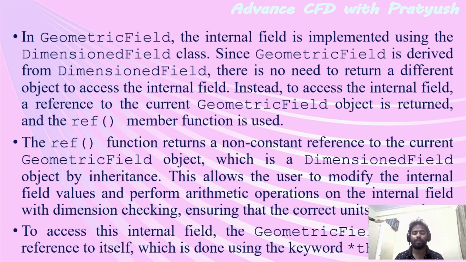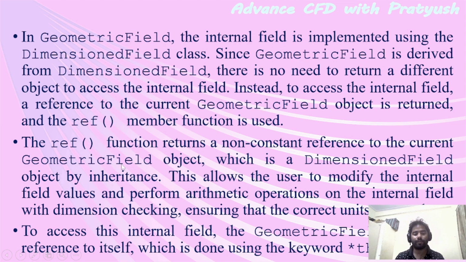So the difference from the boundary is that in the boundary situation you have to create one subclass in the geometric field, and then create the non-constant reference to the boundary field. But here, because we are deriving from the dimension field and the definition of the internal field has already been given there, we don't need to create another object for the internal field. Okay, so this is the definition that is given in the first comment.